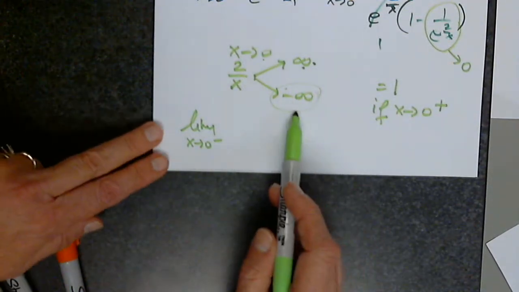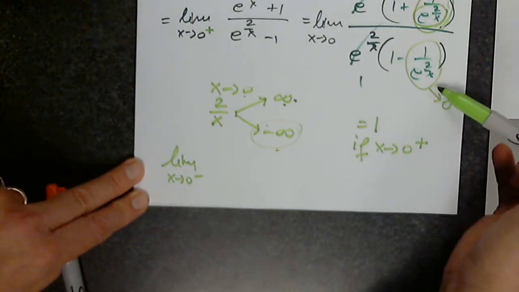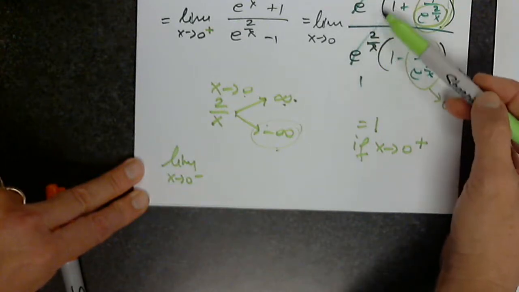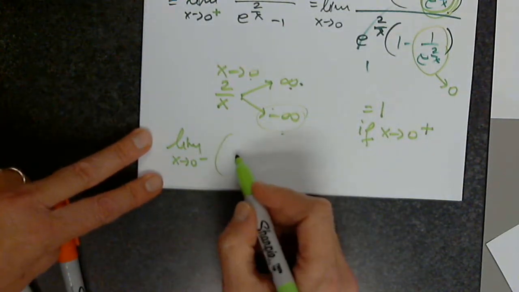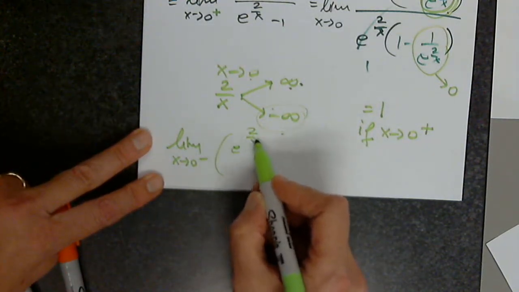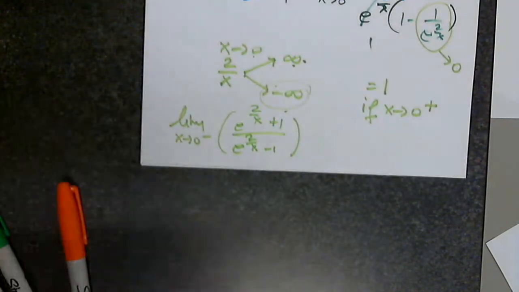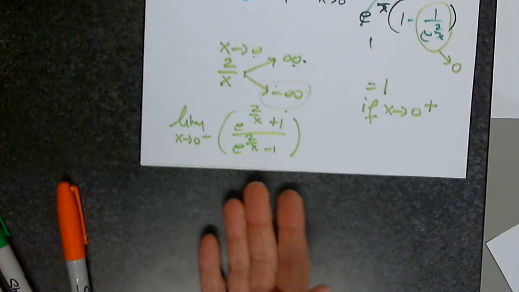So if x approaches 0 from the left, then this will approach infinity and this will approach infinity. So I have to handle factoring and everything else differently. Okay, remind me, I don't want to forget about this. So e to 2 over x plus 1 over e to 2 over x minus 1 when x approaches 0 from the left, we may get the same thing. I don't know. I have to look at it.